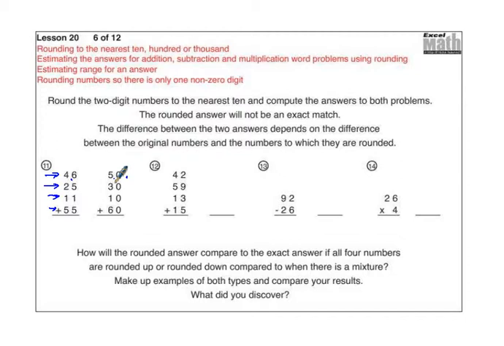46, we round to 50. Because the 4 is in the tens place, I'm looking to the right at the 6, that bumps the 4 up to a 5. 25 rounds to 30, 11 rounds to 10, and 55 rounds to 60.